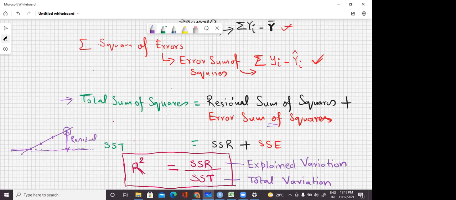So numerator and denominator become equal, and R square in this perfect case, where all the actual data points lie on the regression line itself, in this imaginary case, because in reality it never happens like this, R square will be 1. As you might have guessed, the value of R square will fluctuate between 0 and 1.